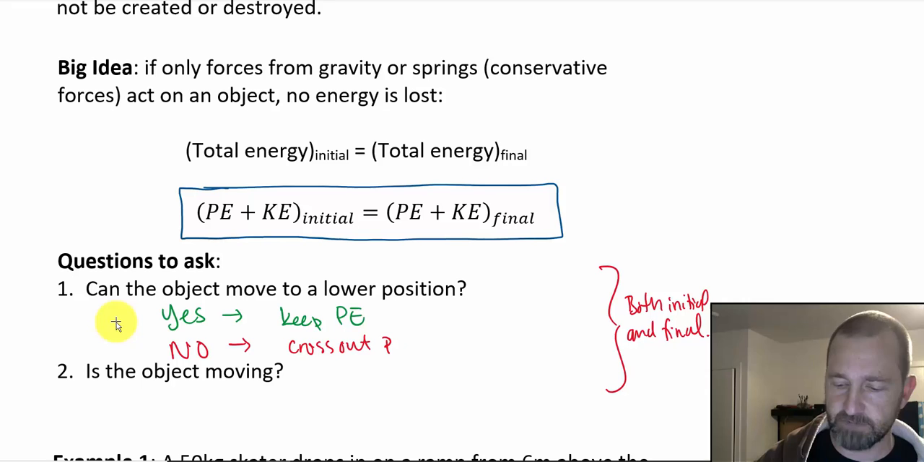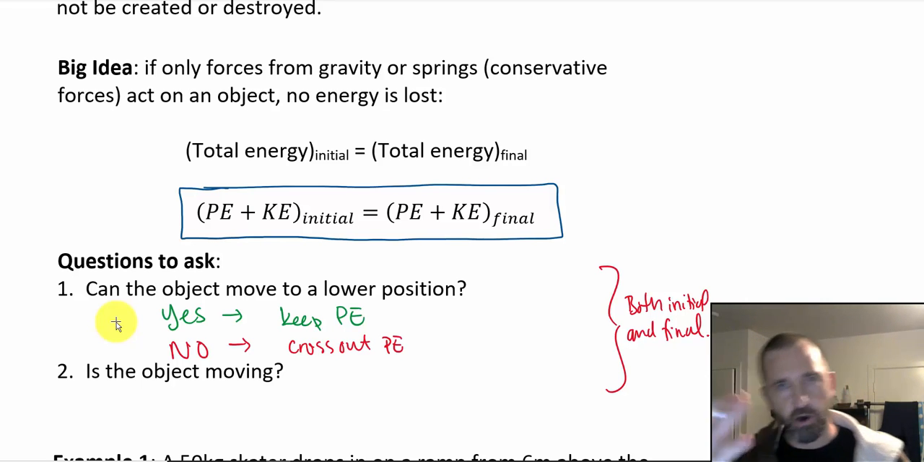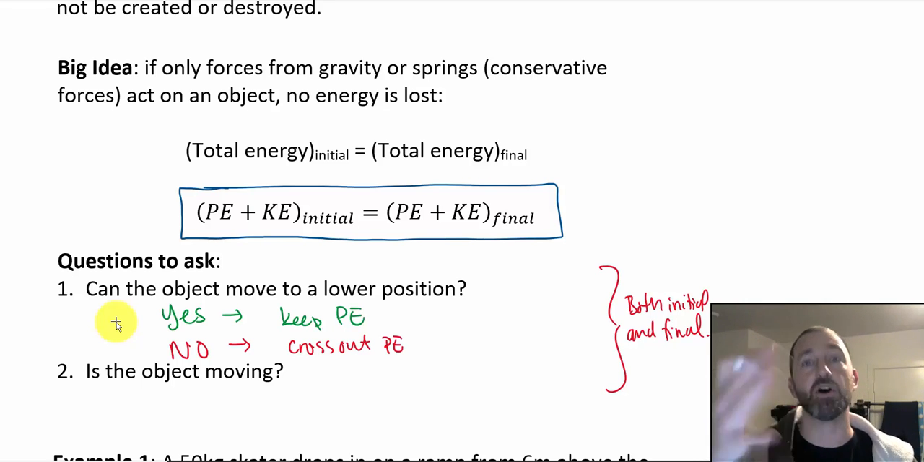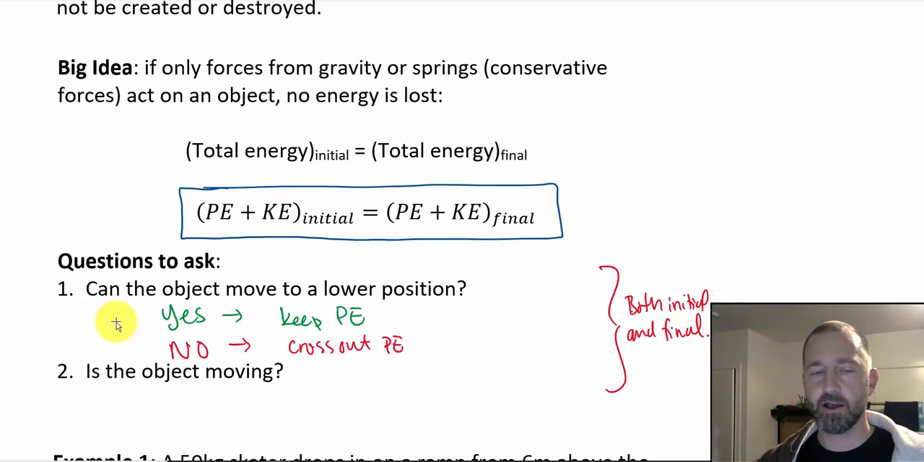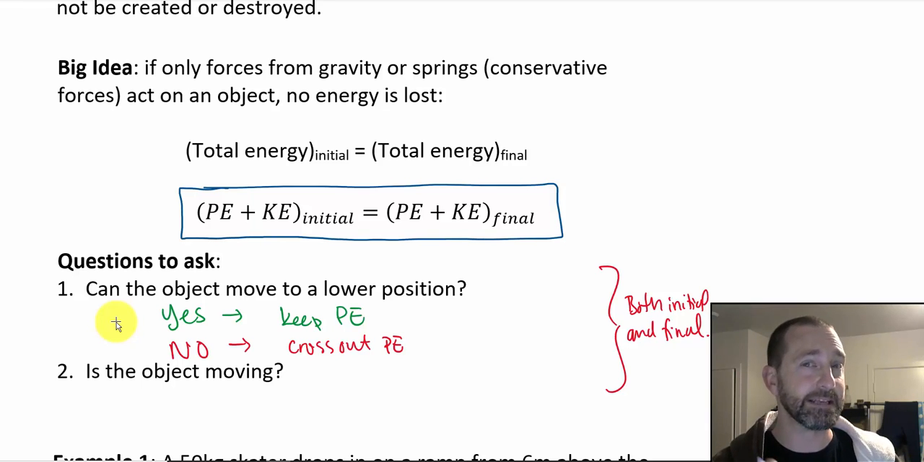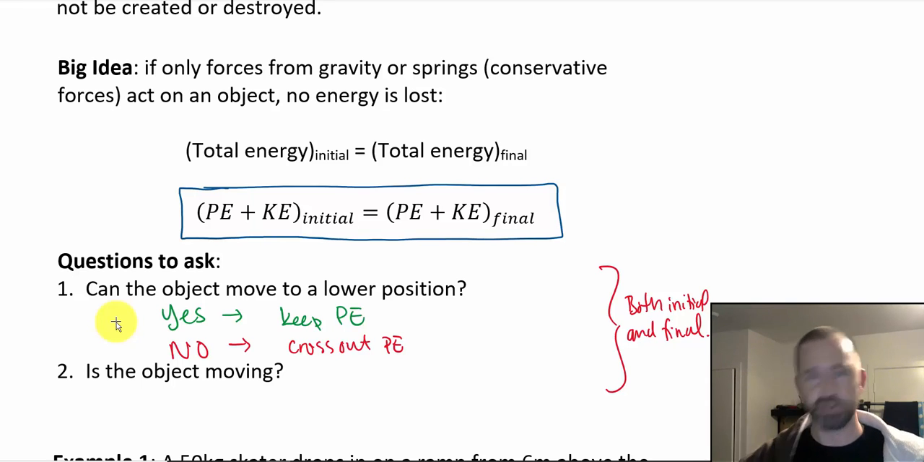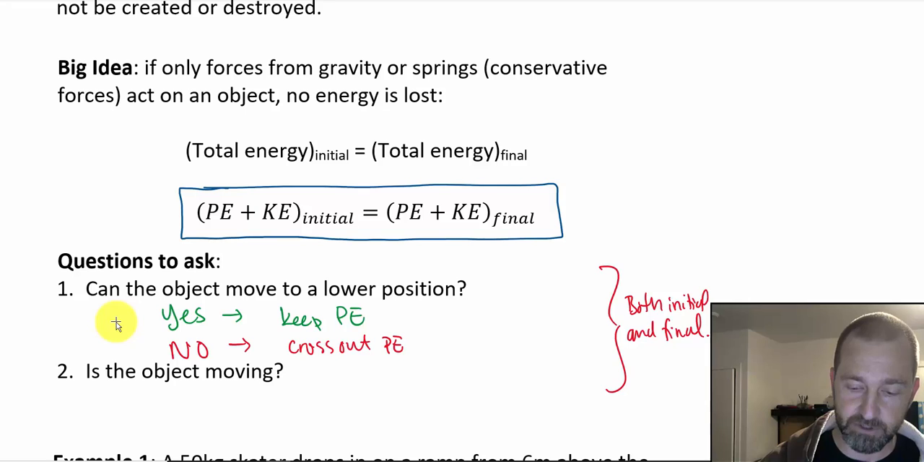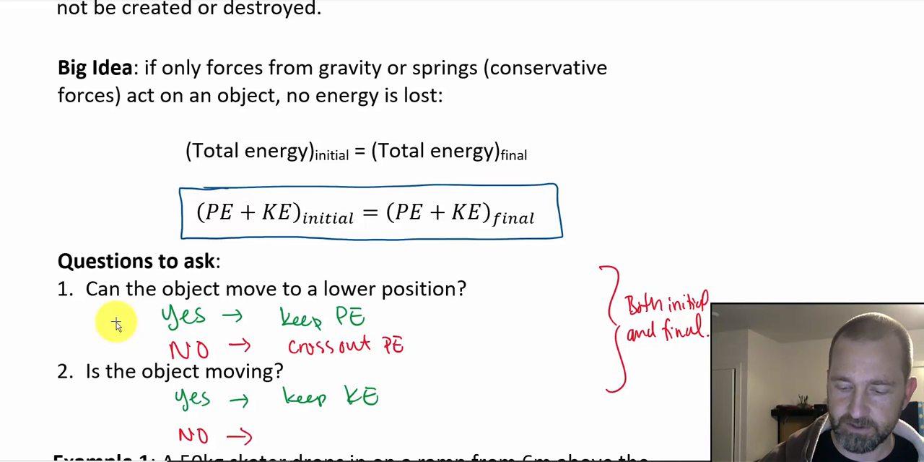Now, eventually you just kind of get used to this, and you just say, well, I'm just going to write PE down because I know it exists and I won't even bother writing it. But to start out with, we want to write it out as a possibility and then cross it out if we're pretty sure that it's not there. Then we can ask ourselves also in the beginning, is the object in motion? Yes or no? I think you can see where this one's going. If the object is in motion, then we're going to keep the kinetic energy. And if the object is not in motion, we cross out the kinetic energy.